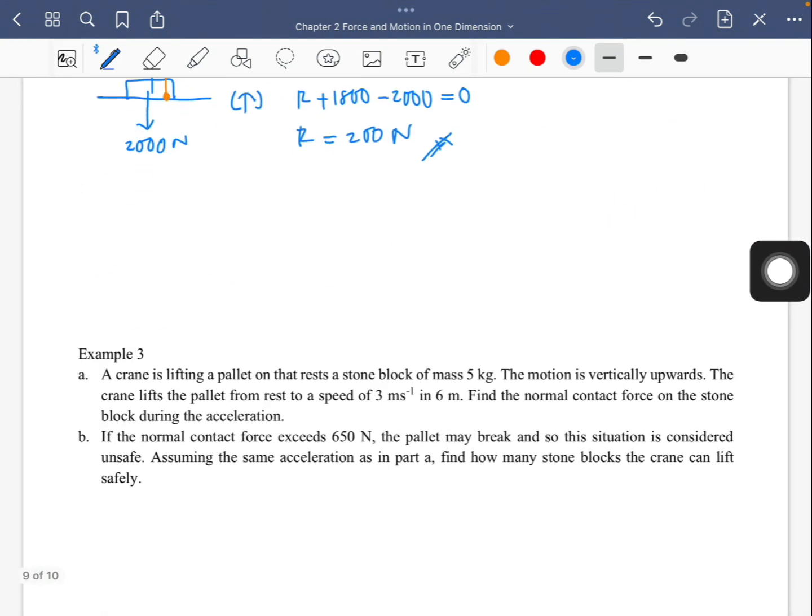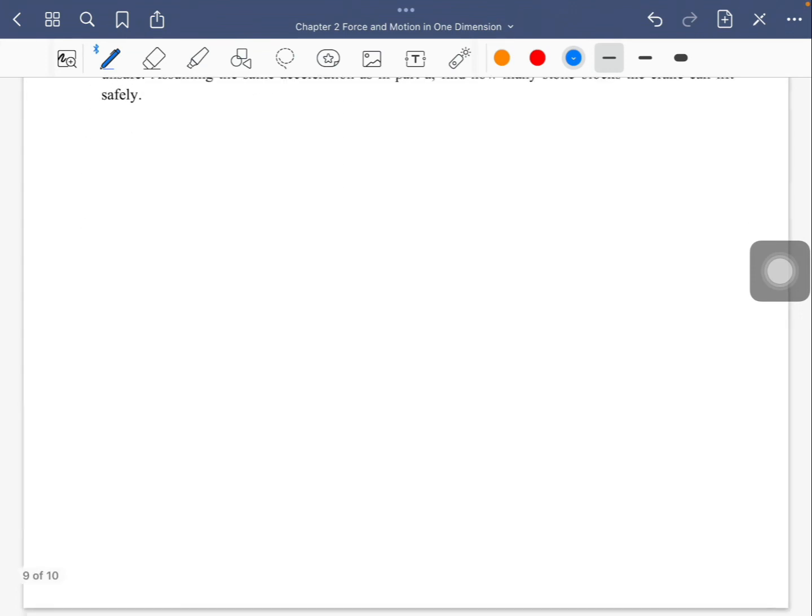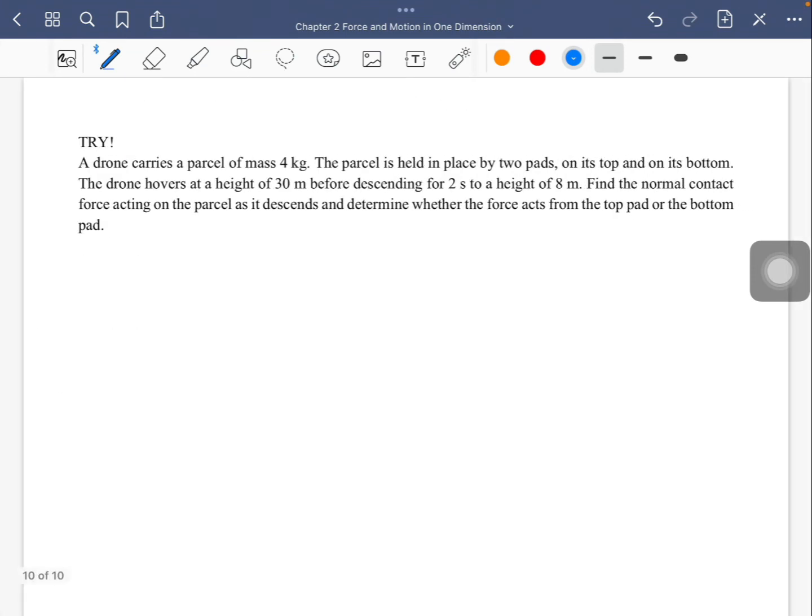And example 3 is actually from the textbook, so hopefully you can check this example 3 yourself in the textbook and make sure you try it yourself. And then after that, on the next page, we have try questions. This also I just took from the textbook exercise, so hopefully you can try this one and you can discuss with the other class members for the answer.